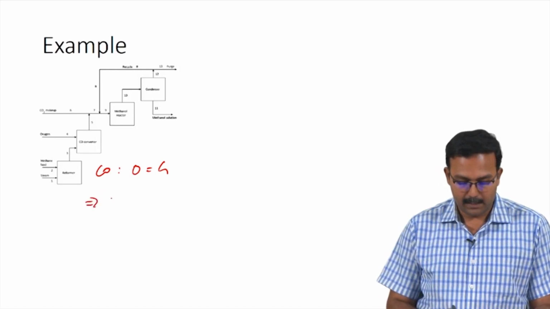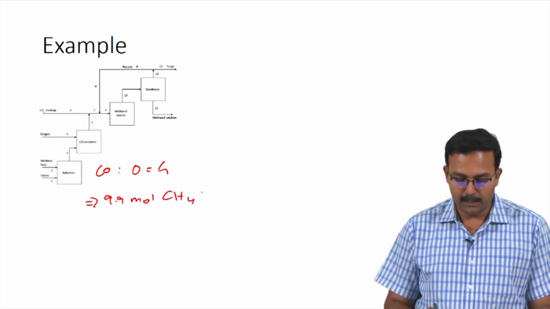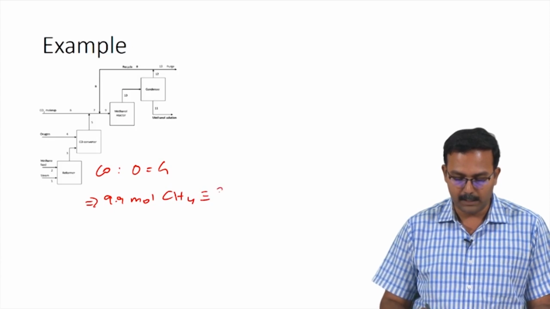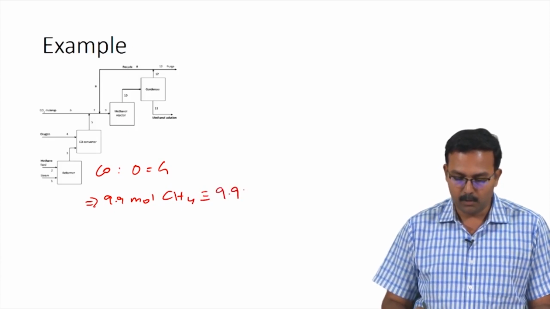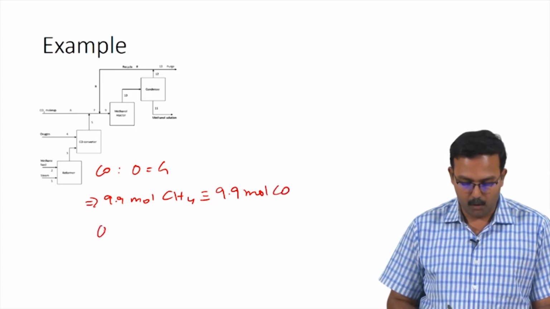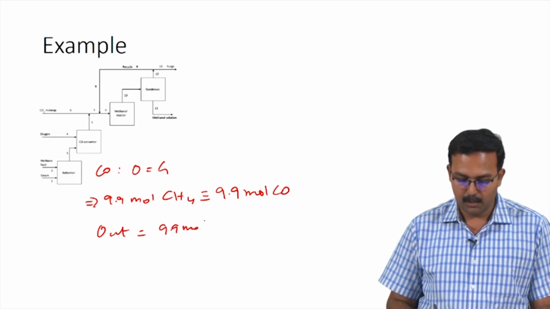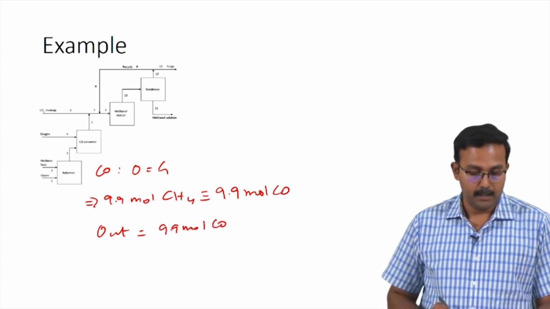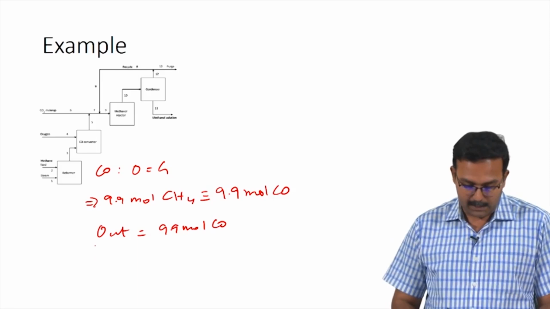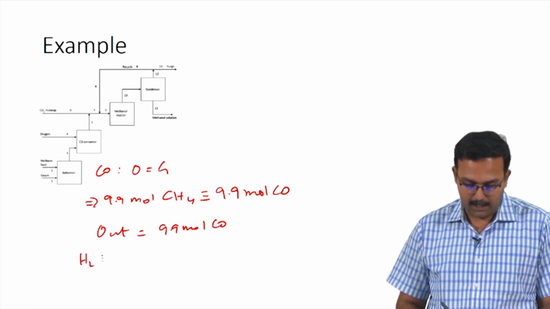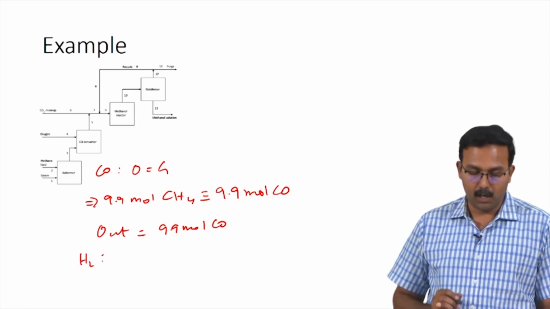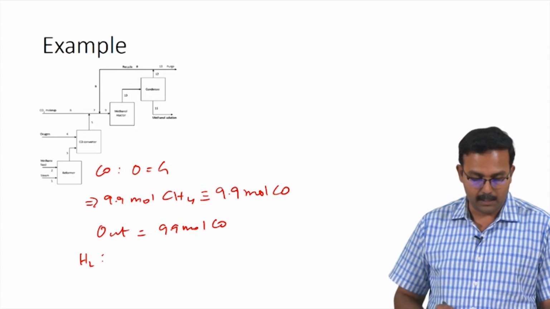This implies 9.9 moles of methane went into formation of carbon monoxide. Based on stoichiometry, this would have produced 9.9 moles of carbon monoxide. So, output would be equal to 9.9 moles of carbon monoxide. We can also write a balance equation for hydrogen. So, hydrogen is not coming in, it is only being generated.